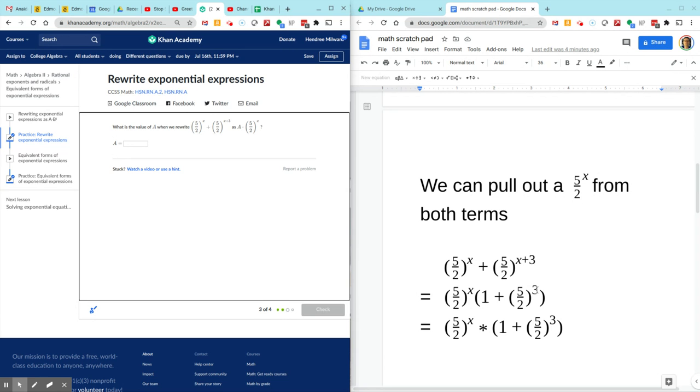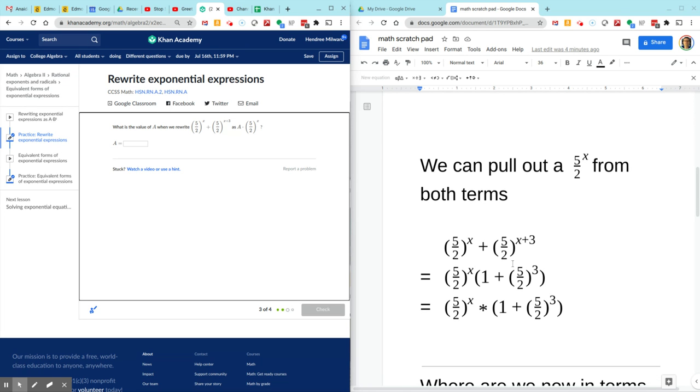And you might be like, what? But remember, if you go in reverse, it's a little bit clearer. If I was going to distribute this through, 5/2 to the x times 1 would be 5/2 to the x. And then 5/2 to the x times 5/2 to the third. Those two things have the same base. I'm multiplying them together, so I'm going to add the exponents. That's why this x gets added to this 3. I know it's tough to see it going the other way, and that takes some vision and a lot of experience with problems. So that's what I've got so far.